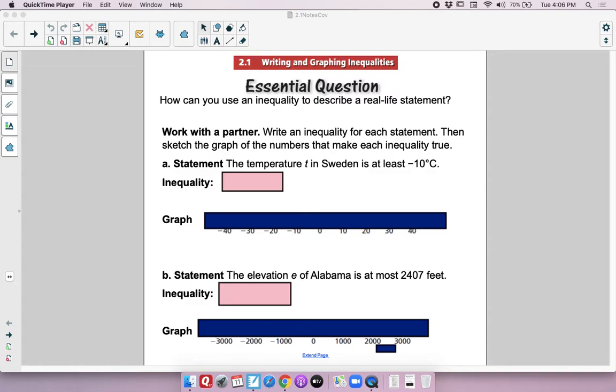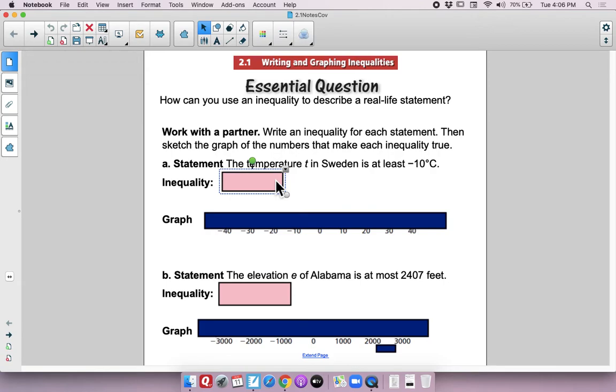Okay, first statement is the temperature T in Sweden is at least negative 10 degrees Celsius. Again, you want to focus on the words at least. What does that mean? It means it could be negative 10 or more, right? So you'd want to have T be greater than or equal to negative 10. And how would that look on a graph? Remember, when graphing, you got to figure out what your key points are, and then whether it's an open or closed dot.